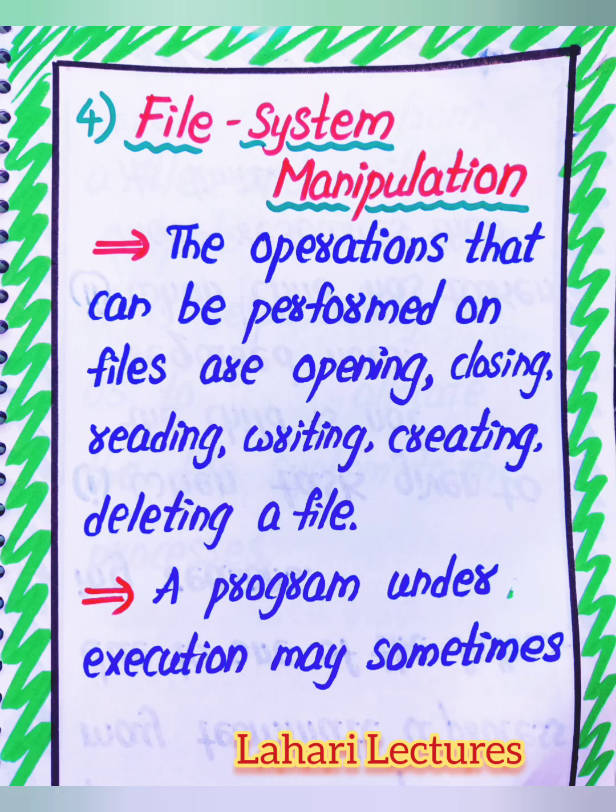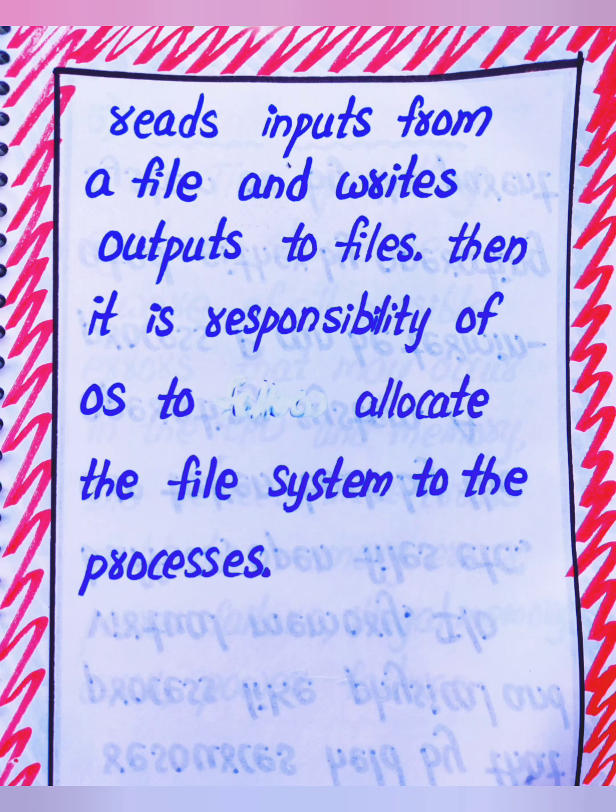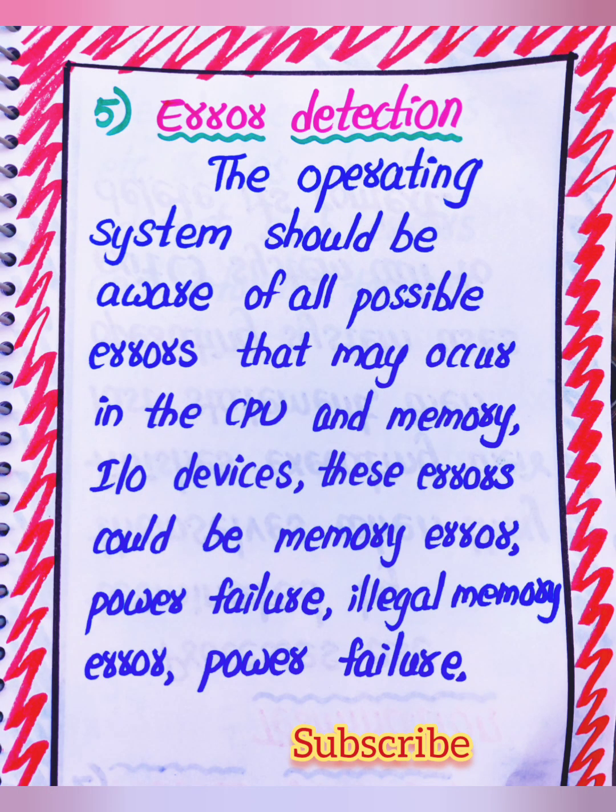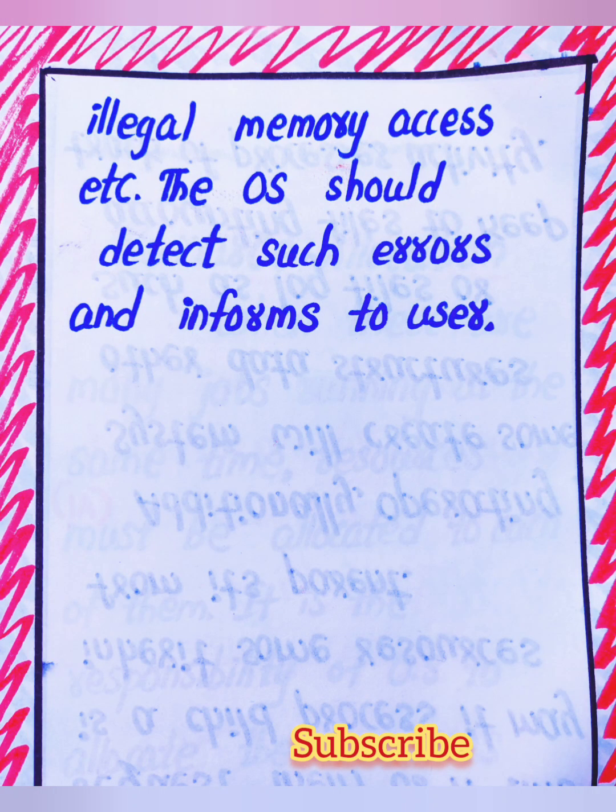A program under execution may sometimes read inputs from a file and write outputs to files. Then it is the responsibility of the OS to allocate the file system to the processors. Fifth one, error detection. The operating system should be aware of all possible errors that may occur in the CPU, memory and input-output devices. These errors could be memory error, power failure, illegal memory access, etc. The OS should detect such errors and inform users.